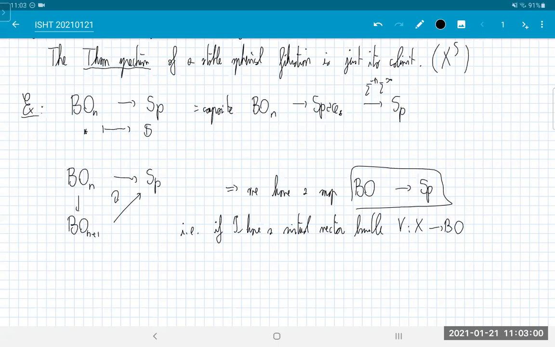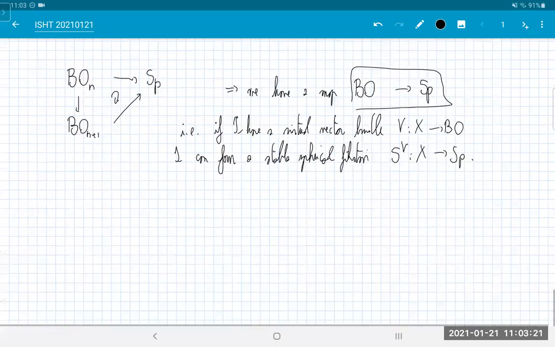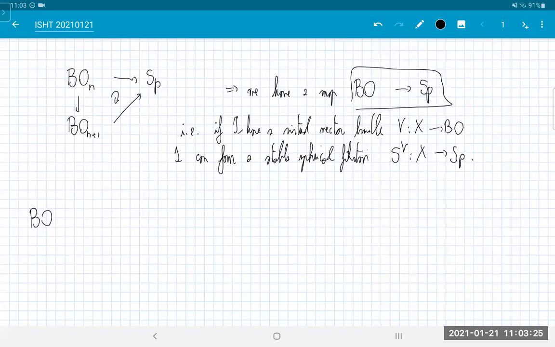Sorry, let me call it V. I can form a stable spherical fibration S^V, which is just this composition. And BO, I actually don't know what to call this thing. I think I'm going to call it J because it's related to the J homomorphism.